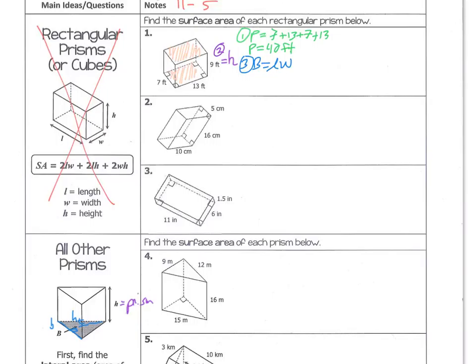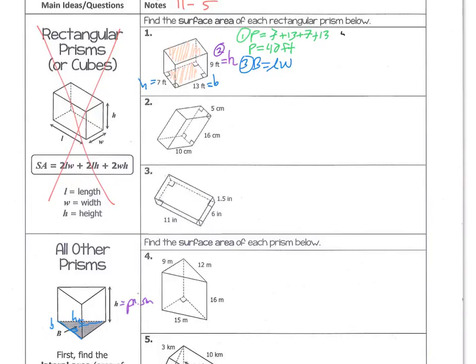Either one is acceptable. So I'm going to let 13 be my base and 7 be the height of my base. So that's a different height than the height of the prism. Okay? So then all that's left is to plug and chug. So now we're going to plug into our formula.